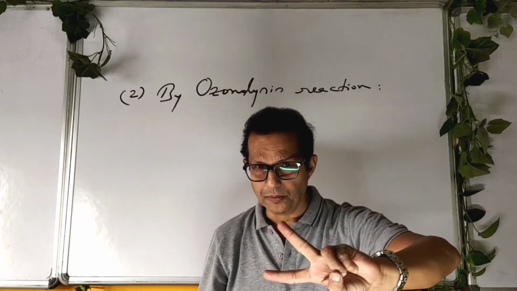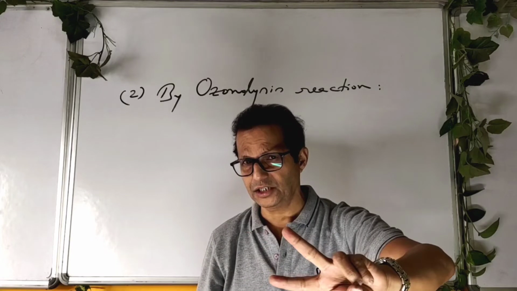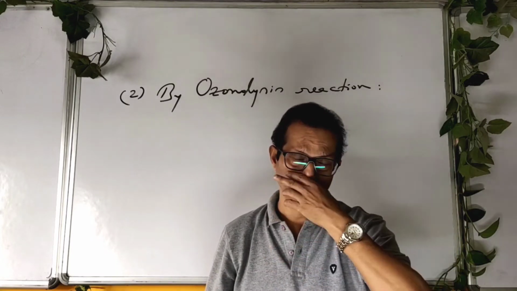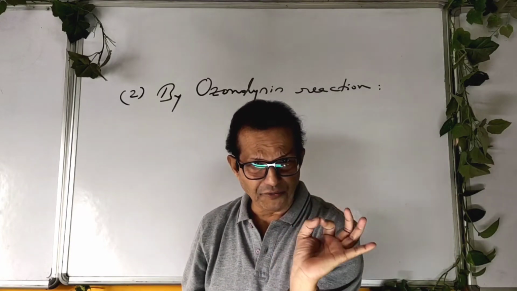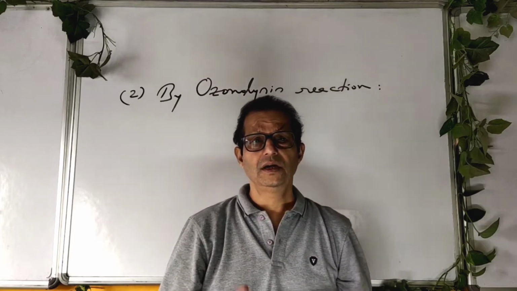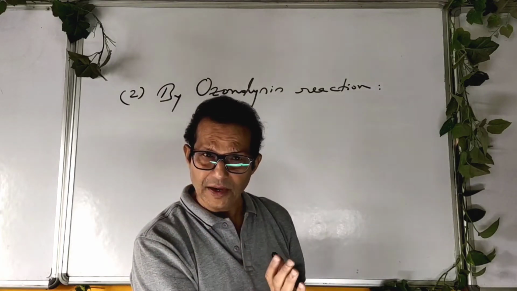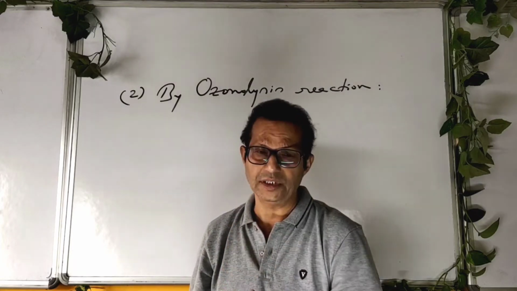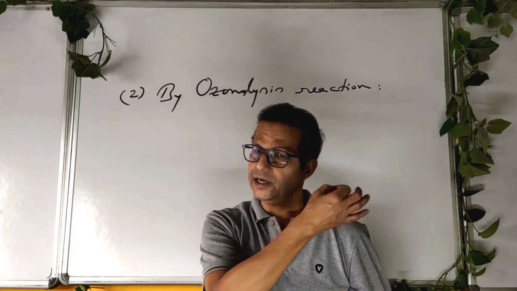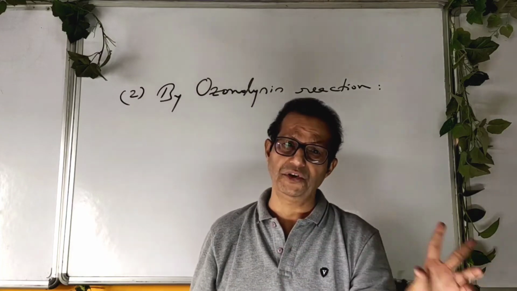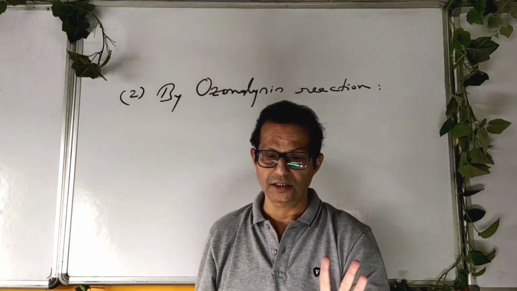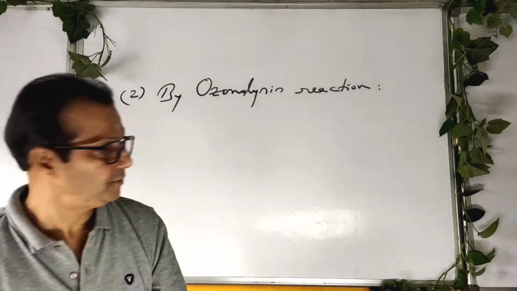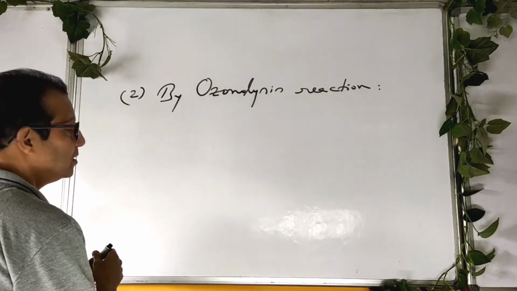There are two types of ozonolysis reaction important for entrance. One is reductive ozonolysis, that is in our syllabus in class 12. Another is oxidative ozonolysis, that is for entrance. So I will discuss both, okay, because this is the fusion of board as well as entrance. So write down.